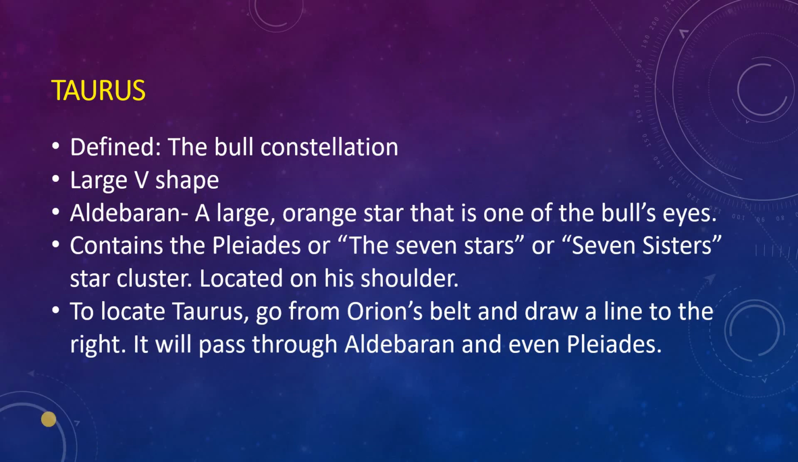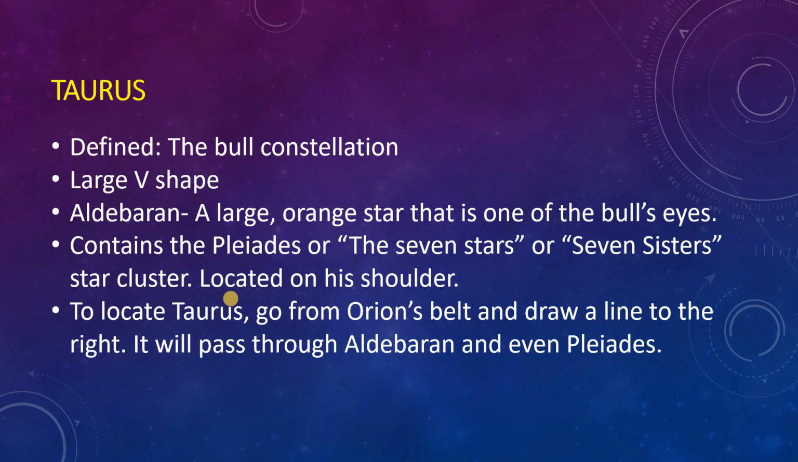So it says the Bull constellation is a large V shape, and inside of that V shape there is one major star, and it's the red eye of the bull. That star is called Aldebaran. Aldebaran is a large orange star that is one of the bull's eyes. Now it also contains a very cool cluster called the Pleiades, which is also mentioned in the Bible. So for the sake of just knowing that, it's a cool thing to know.